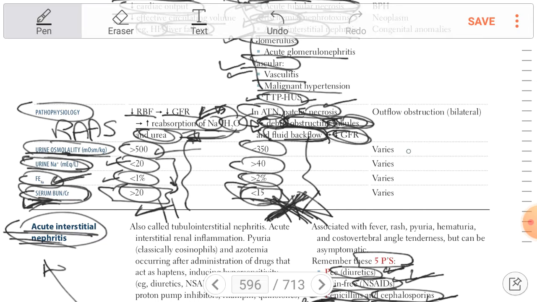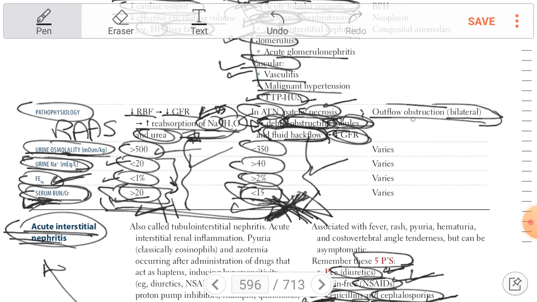Then the last one is called what? Post-renal varies, it means it's maybe intrinsic and maybe pre-renal. So it's a combination between both types. So post-renal, there is what? Outflow obstruction, bilateral, and varies according to the urine osmolarity, the urine sodium, fractional excretion of sodium, BUN-creatinine ratio.